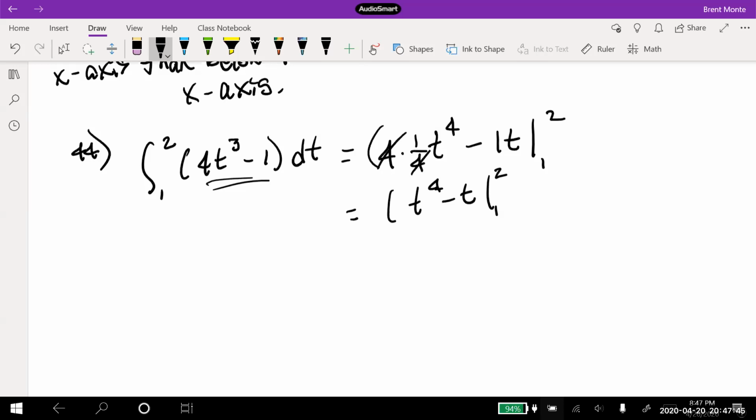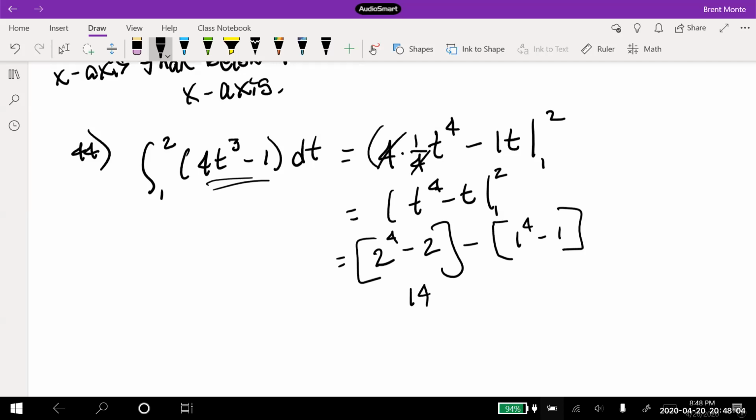So remember how I evaluate this. I plug in the 2, so 2 to the 4th minus 2, minus, then I plug in the 1, 1 to the 4th minus 1. I get 16 minus 2. Can we just call that 14? And 1 minus 1 is 0. Oh, 14. Done. That didn't take real long. That does represent the area under that curve, but it's the definite integral. It's the total change in the function between those two values.